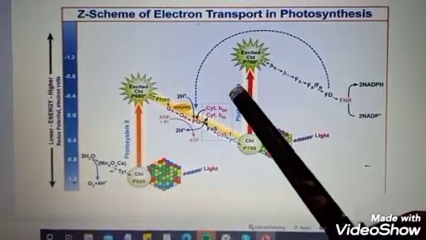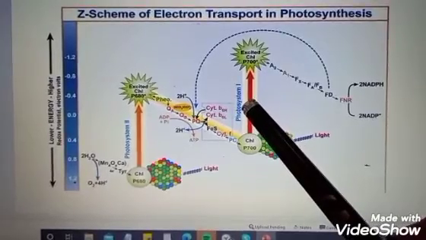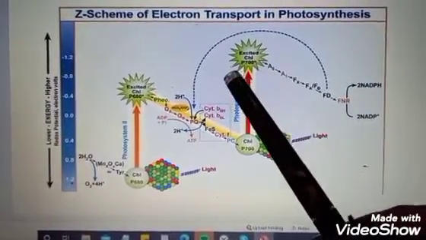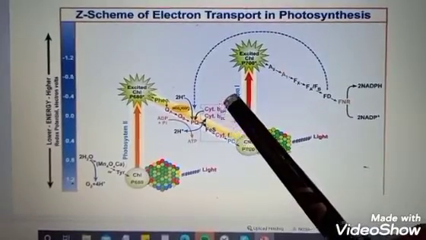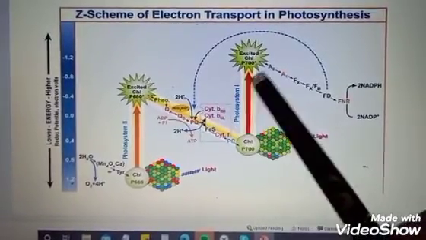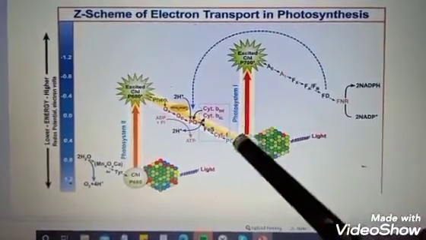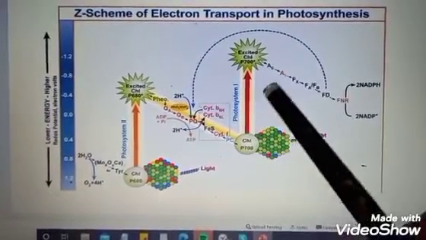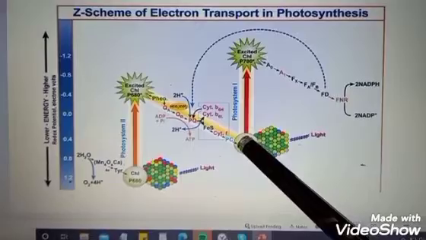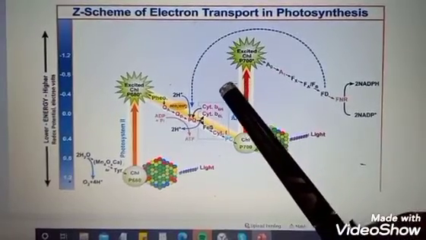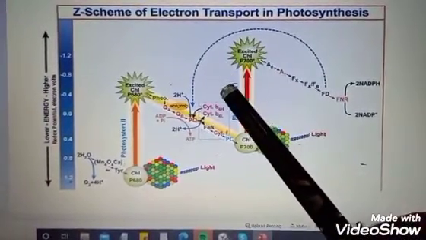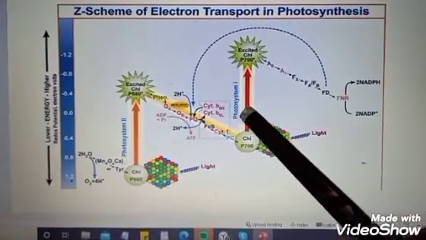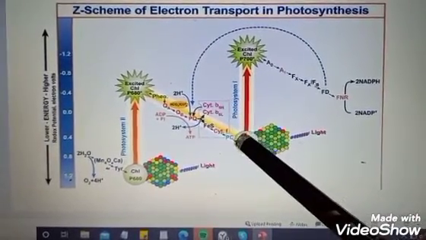Here the formation of ATP takes place. The formation of ATP is also known as phosphorylation. When this ATP formation takes place during photosynthesis, it is known as photophosphorylation. But this type of ATP formation, when the electrons are released from this P700 and come back again to this system, and during their path form ATP, is known as cyclic photophosphorylation.